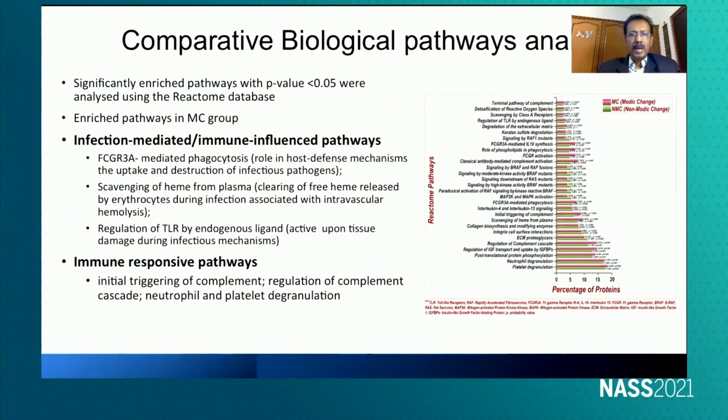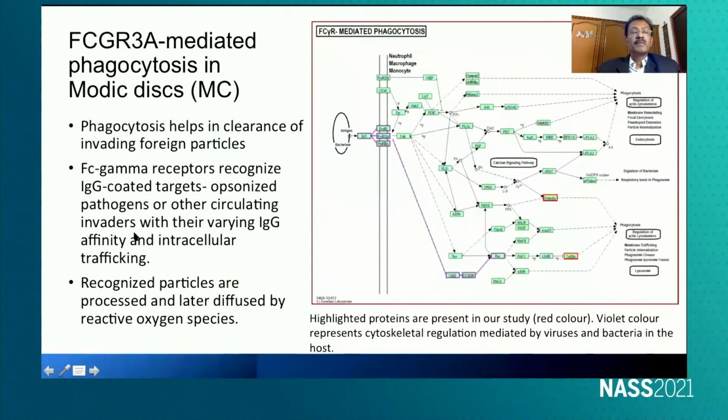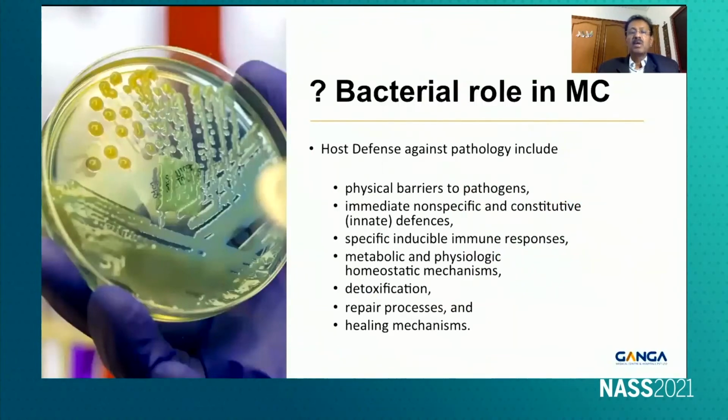We then looked at the comparative biological pathway analysis, and this showed that there were many infection-mediated and immune-responsive pathways. For example, the FCGR3A-mediated phagocytosis in Modic disc was found to be highly expressed. Now, we know that these are usually present whenever there is a subclinical infection or any infective process, and that raises the question of whether there is a bacterial role in Modic change.